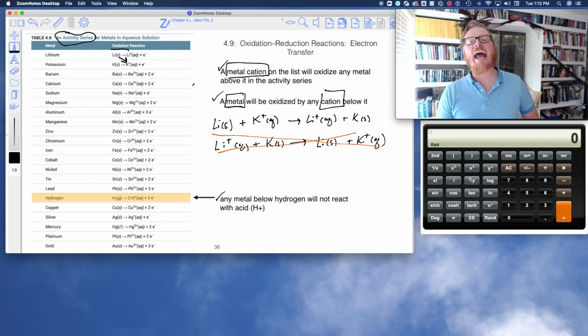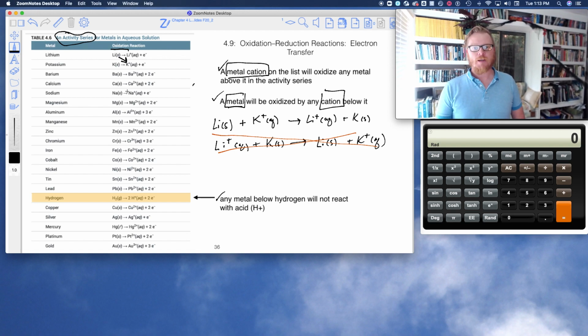So a metal cation on the list will oxidize any metal above it. When I said Li+, there's nothing above Li+. Li+ can't oxidize anything. But what about saying it the other way? A metal will be oxidized by any cation below it. This means every single one of these cations could oxidize lithium metal.